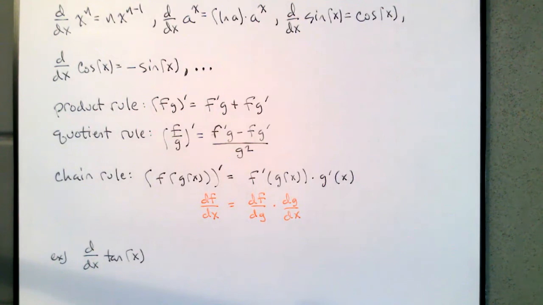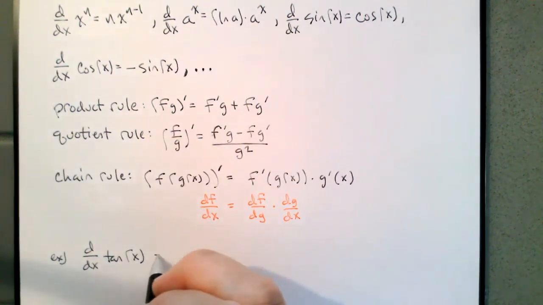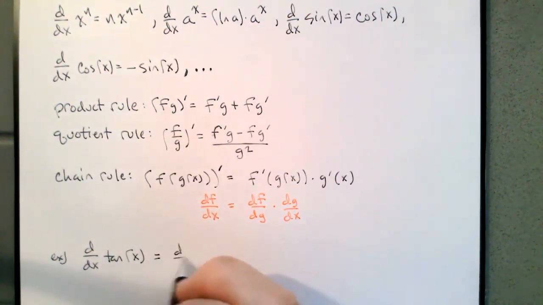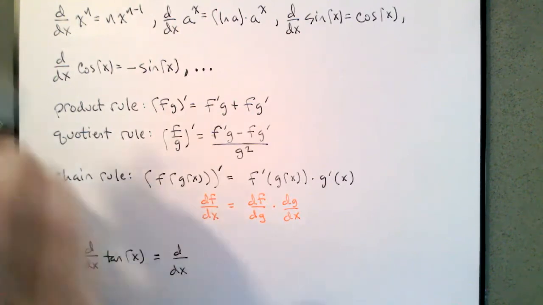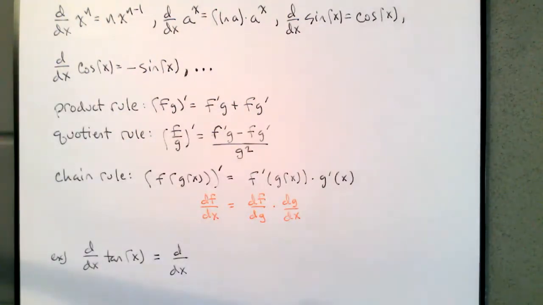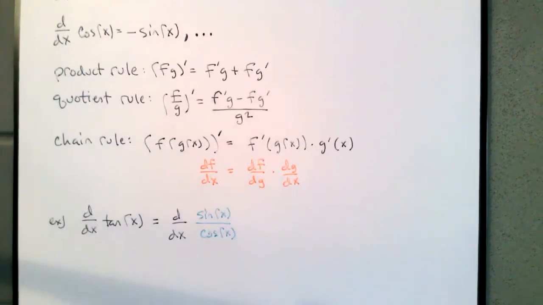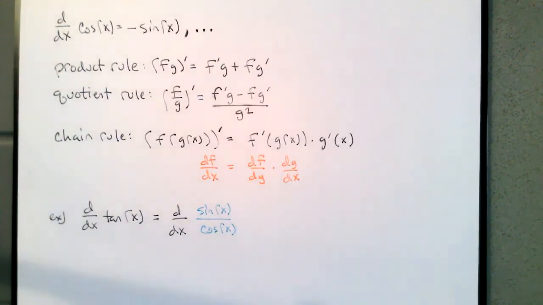We're going to find the derivative of tangent by writing tangent as a quotient, sine over cosine. We know from trig identities that tangent is sine over cosine. So I'm just going to rewrite tangent as sine over cosine. Once I write tangent as a quotient, I can use the quotient rule to find the derivative.